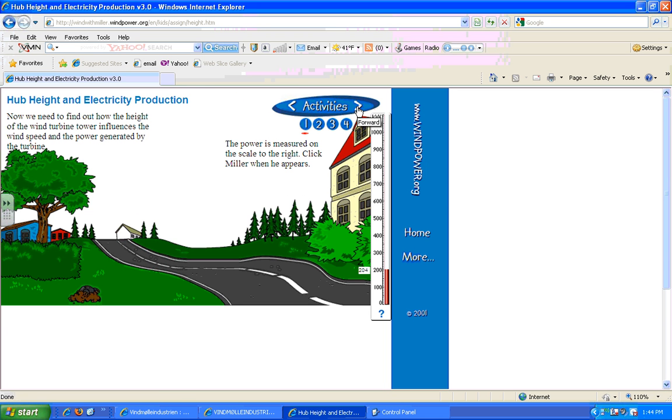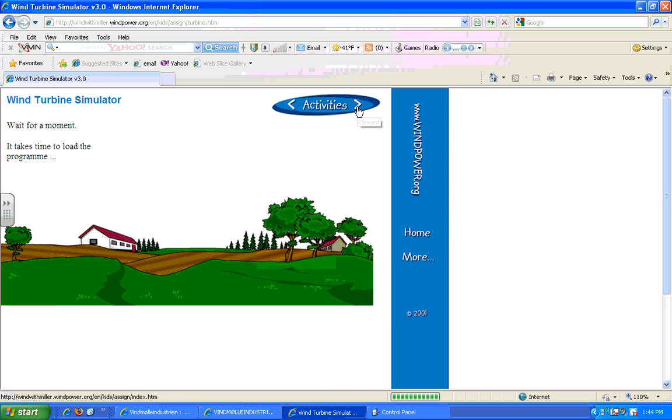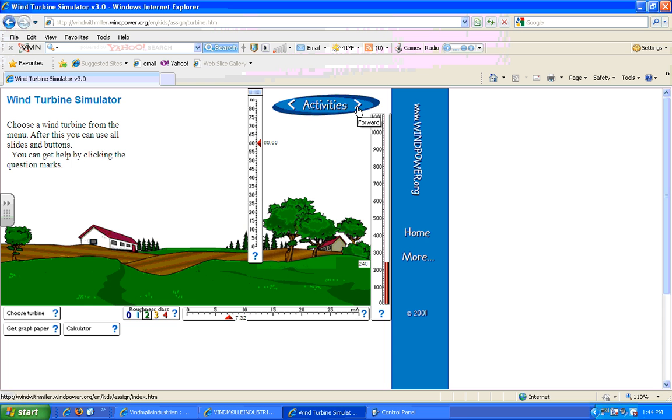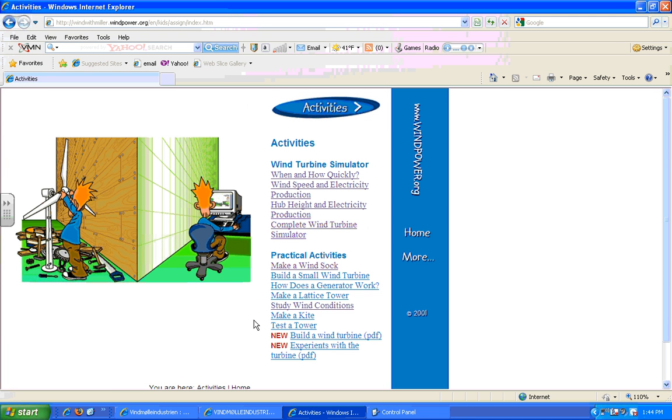The next activity has to do with the relationship between how high the turbine is, and the amount of speed that the wind has in it. So we'll play around with this a little bit in class to help you develop a better understanding of how some of these components operate and the part they play in turbine operation.